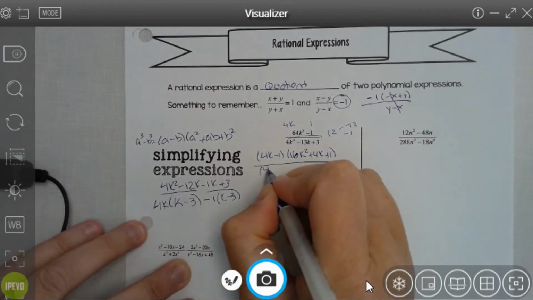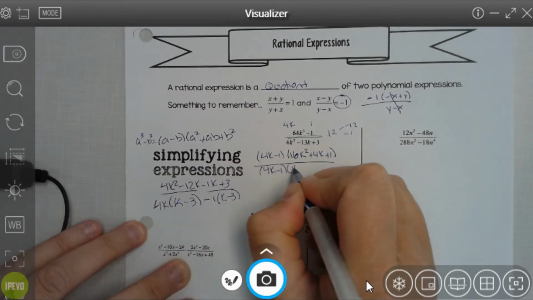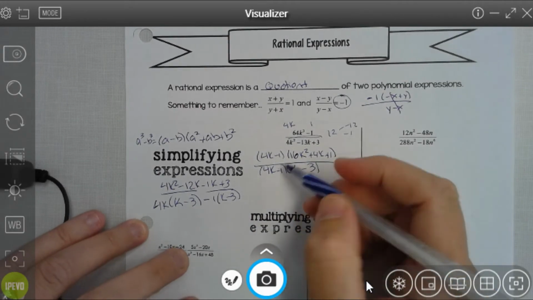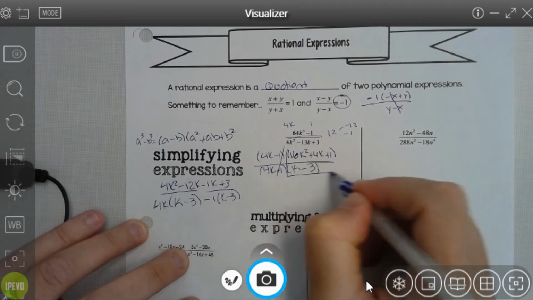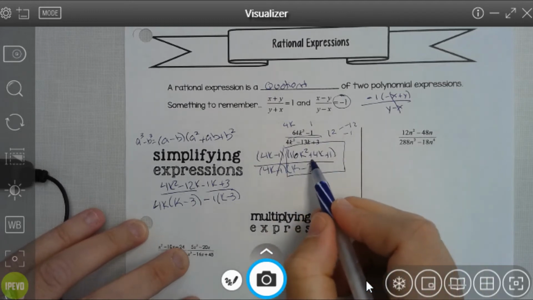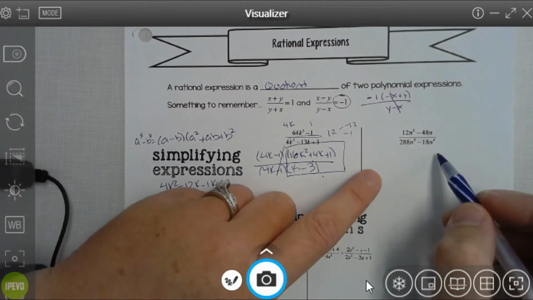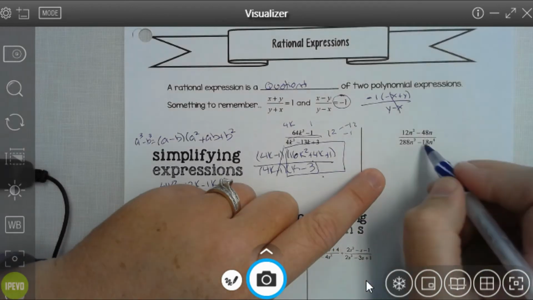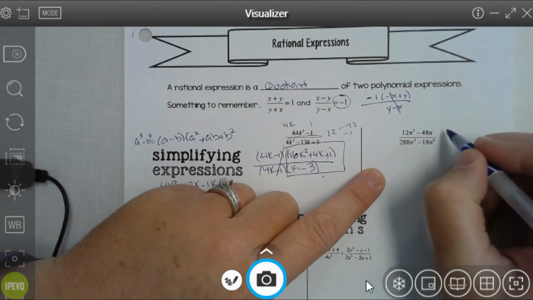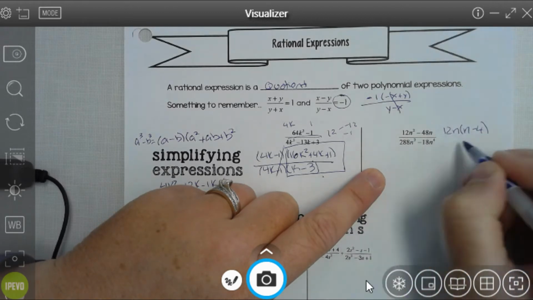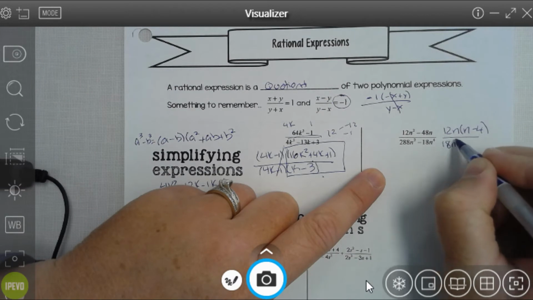So then you write your answer. So since these are the same terms on top and bottom, you can now cancel them. So this right here is your final answer, 16k squared plus 4k plus 1 over k minus 3. So the second answer over here, the factor, I'm just going to pull out the GCF first. So GCF on top is a 12n. The GCF on bottom would be an 18n squared.